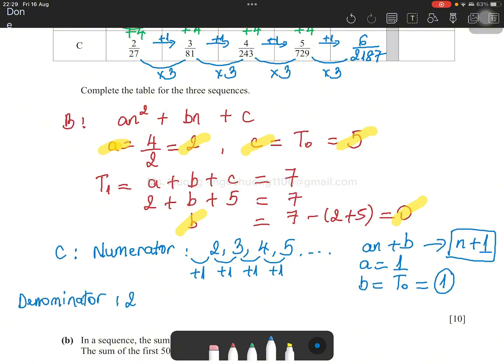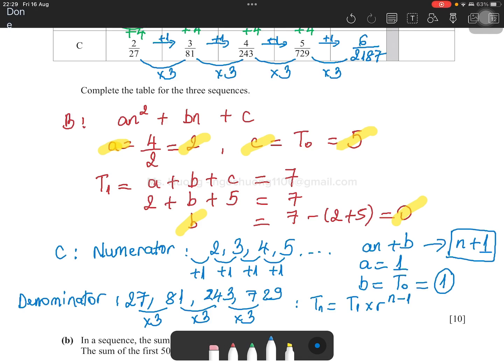And for the denominator, the sequence is 27, 81, 243, 729. We see that the common ratio is 3. So Tn is equal to T1 multiplied by the common ratio to the power of n minus 1. T1 in this case is 27. And the common ratio is 3 to the power of n minus 1.